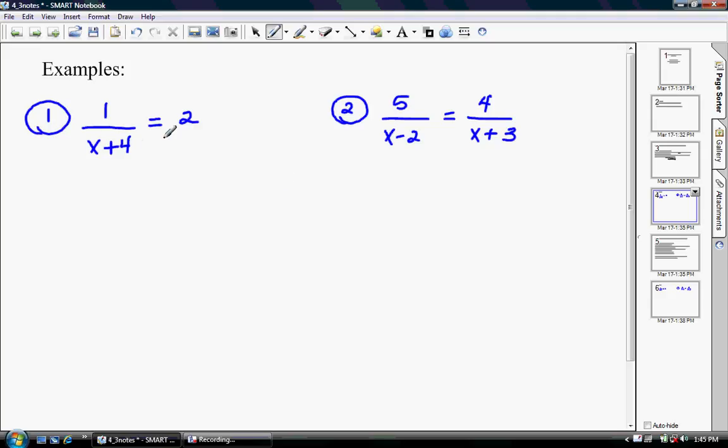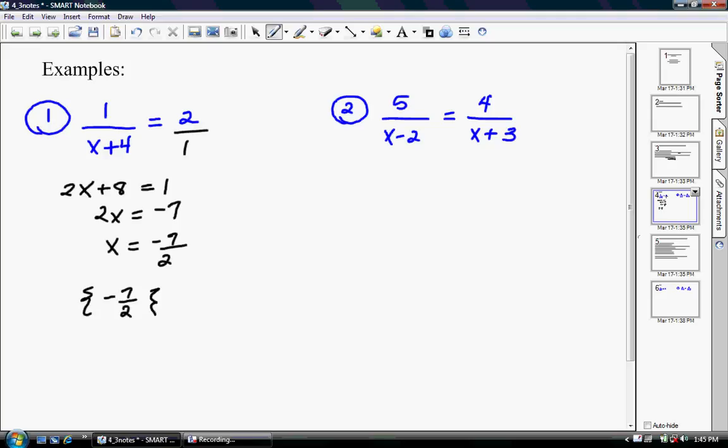So for the first example, we have 1 over x plus 4 is equal to 2. You can multiply by the LCD of x plus 4, or if you recall, when you have two fractions equal to each other, you can cross multiply if you like, so that would give us 2 times x plus 4, or 2x plus 8 is equal to 1. So subtracting 8 would give us 2x is equal to negative 7. Dividing by 2 is negative 7 halves.